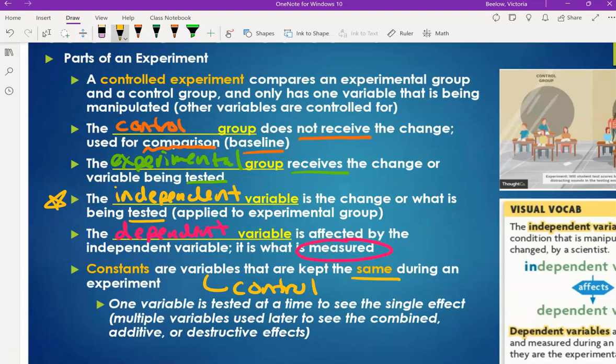Like if you have plants, you want to make sure that they're getting the same. If you're testing sunlight, they're getting the same amount of water. They are in the same area. They have the same soil. They're the same type of plant even. You want to make sure that you're controlling as many things as possible, so the only thing influencing your experiment is the independent variable.